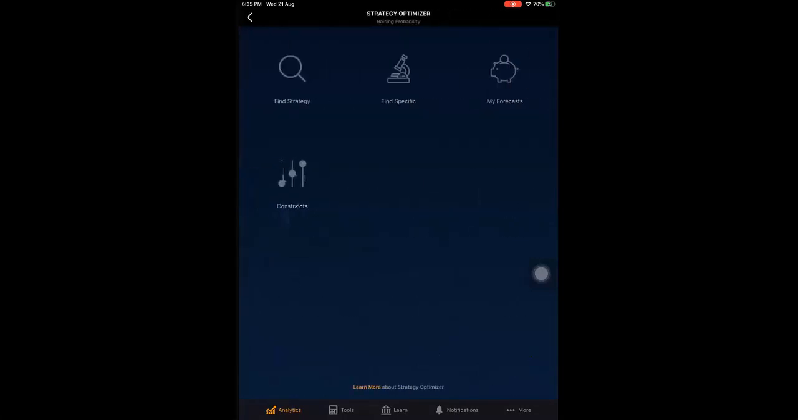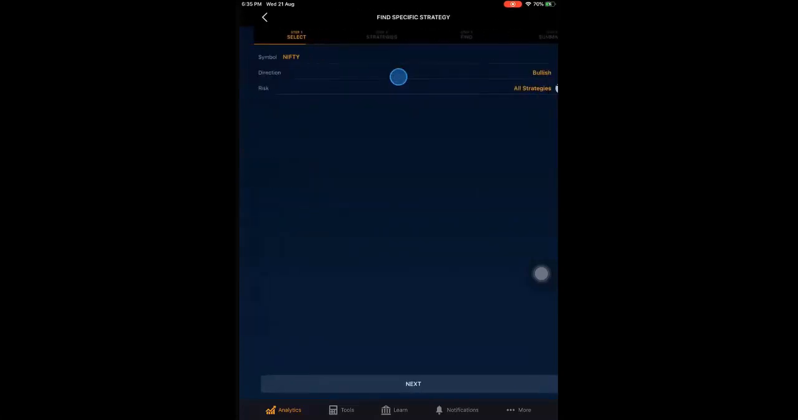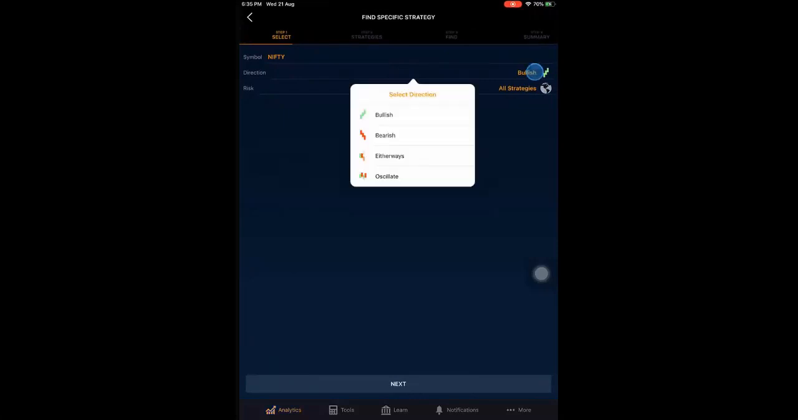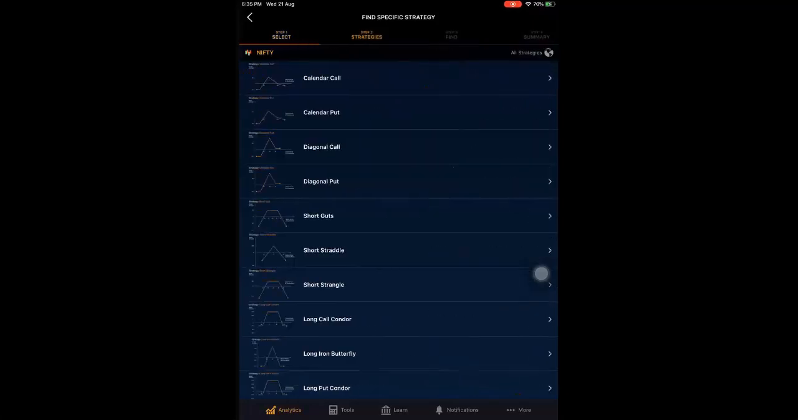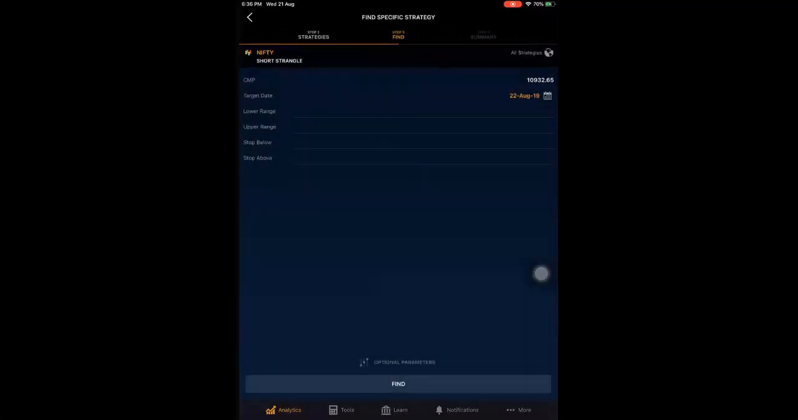So in the optimizer, we had one more thing. We saw the first, find strategy, which takes the strategy from the complete horizon. Now, if I'm a person who loves to do only short strangle, but I'm not sure which strike I should be doing, I go to find specific, put the symbol that I want. Say I want to do an oscillate strategy. Next, I'm doing short strangle.